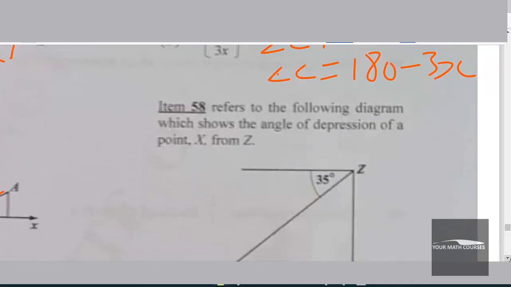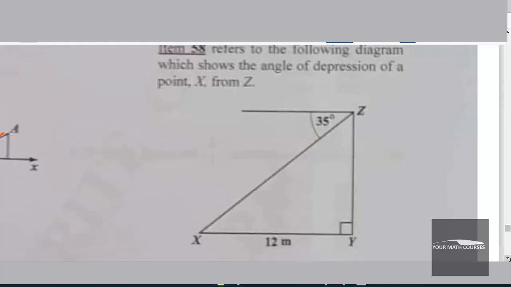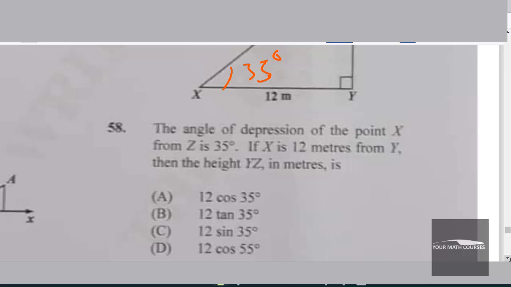Item 58 refers to the following diagram, which shows the angle of depression of a point X from Z. So this should be equal to 35 degrees because alternate angles are equal. Then the angle of depression of the point X from Z is 35 degrees. If X is 12 meters from Y, then the height YZ in meters is. So we want to find the height YZ. So this side here.